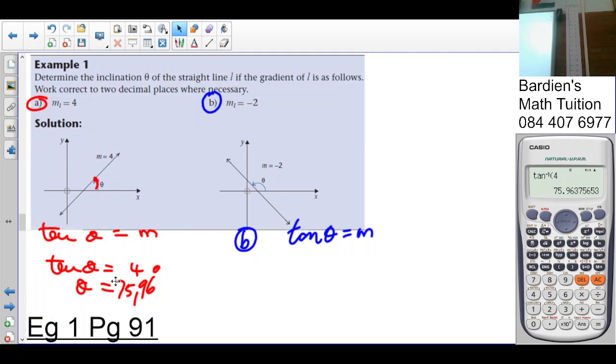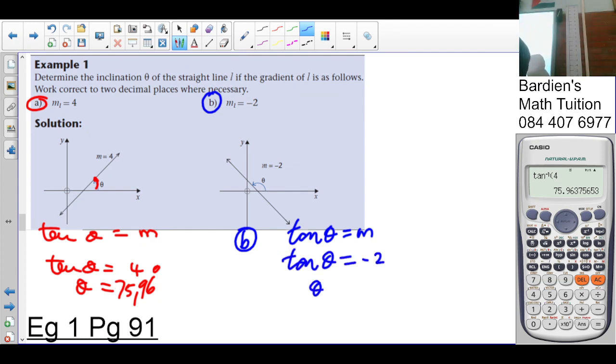Your answer, Aaron? Is that between 90 and 180? No, no, but you're on the right track. Right, so where do we go from here? We say tan of theta equals negative 2. You said tan of theta. Sorry, what did you say? Tan of what? Theta.